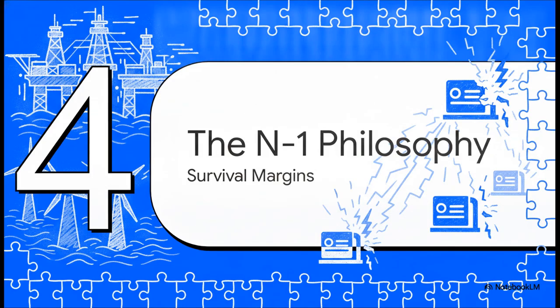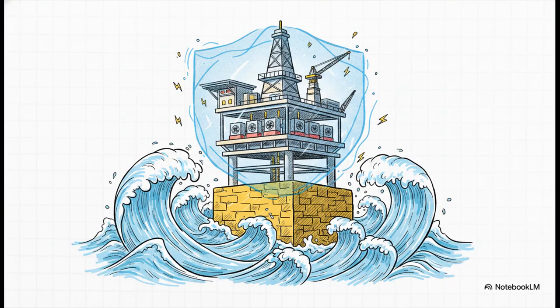Which brings us to Section 4, the N-1 philosophy. Listen, the N-1 philosophy is literally the cornerstone of all oil and gas power system design. This isn't just some math formula for efficiency. It is the ultimate dramatic survival mechanism for our offshore fortress. The rule dictates that if any single generator suddenly fails, the remaining units, the N-1 units, must be able to instantly step up and supply the entire plant.